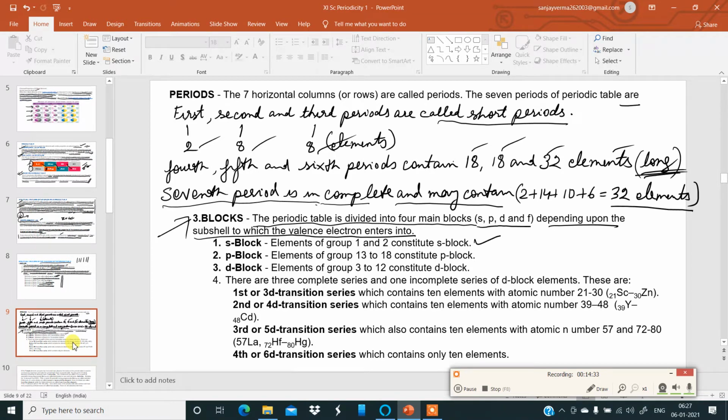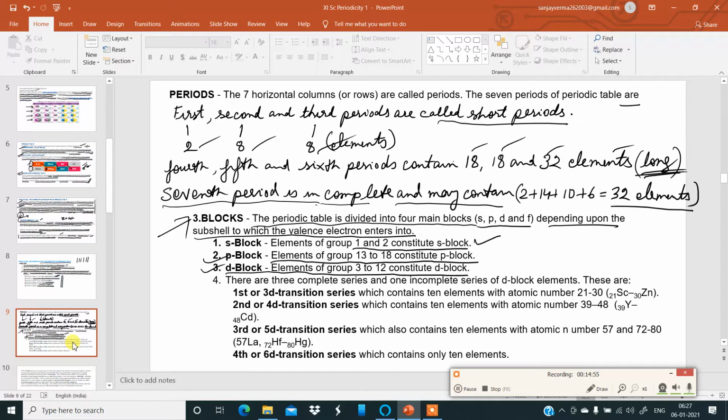Remember, the elements of group 1 and 2 constitute the S block. Remember this. The elements of groups 13 to 18 constitute the P block. Number 3, D block. Elements of group 3 to 12 constitute the D block.